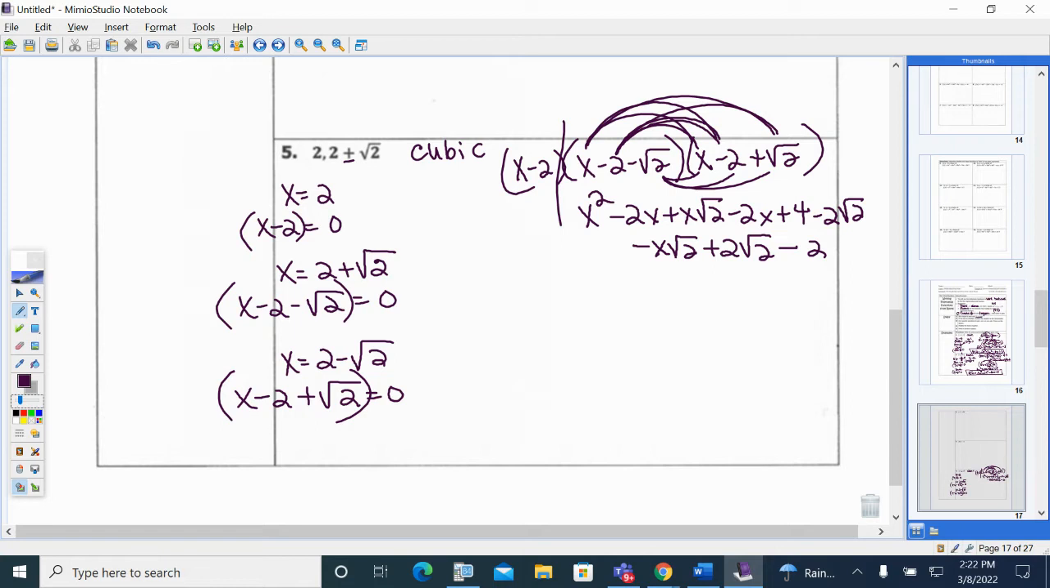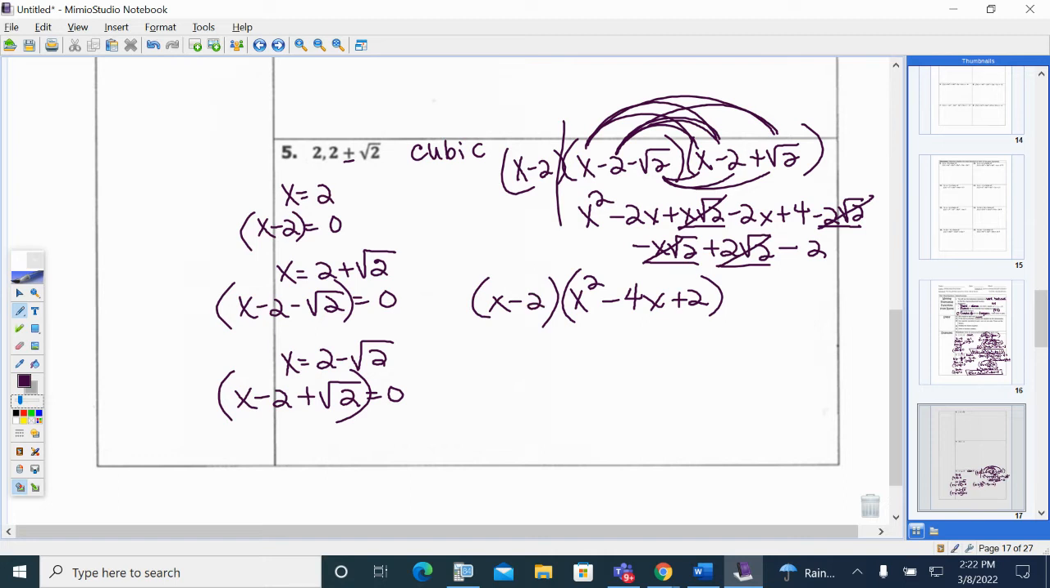All right, now let's clean this all up. There's only one x squared, so x squared. My x radical 2 and my negative x radical 2 cancel each other out. We have a negative 2 radical 2 and a positive 2 radical 2 that are also going to cancel out. We have a negative 2x and another negative 2x giving me a negative 4x. And then 4 and a negative 2 is a positive 2. So all of that reduces to x squared minus 4x plus 2.